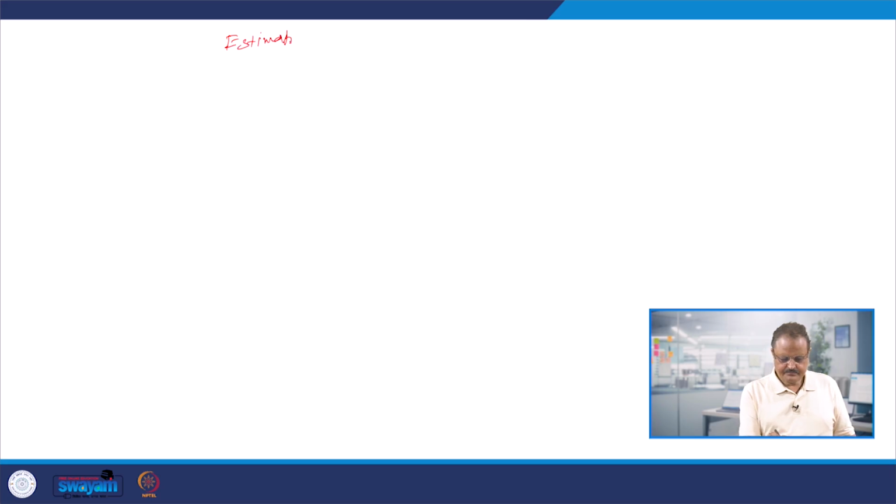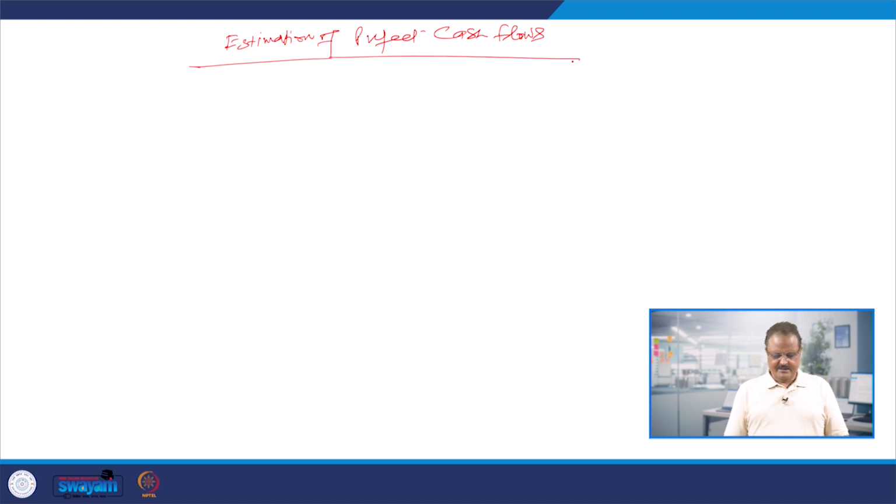Estimation of project cash flows. So we have to prepare a statement here like this, and for this purpose we will have to take the particulars, you call it as particulars, and then we have to take the years here, right, particulars and years. So in the years we will have to take here 0, 1, 2, 3, 4, and 5.